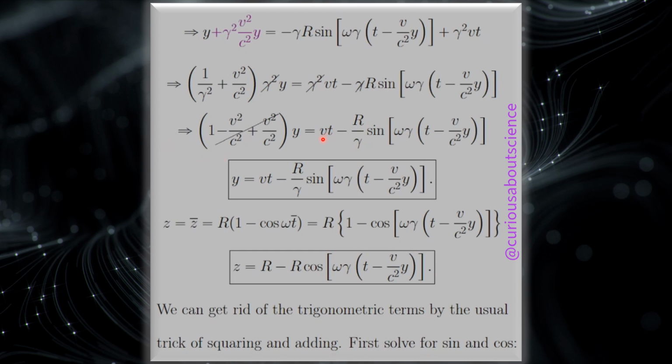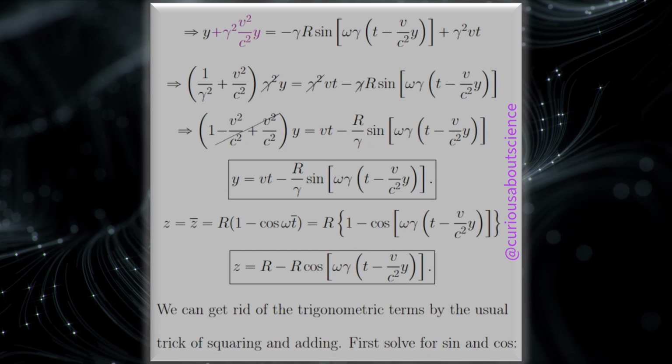But we're still left with a vt minus r over gamma with the sine. And the sine has a y in it as well. So we're going to have to be careful of that. Similarly, for the z inverse, we're going to have to plug in like that accordingly. So we're left here with a y inside the z.